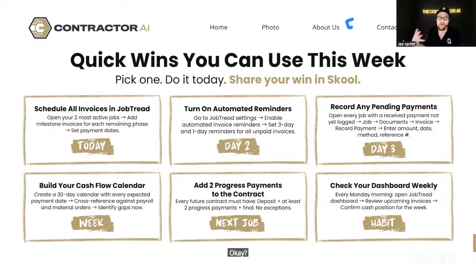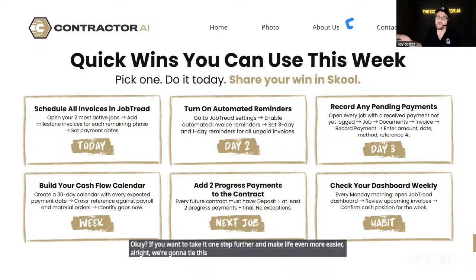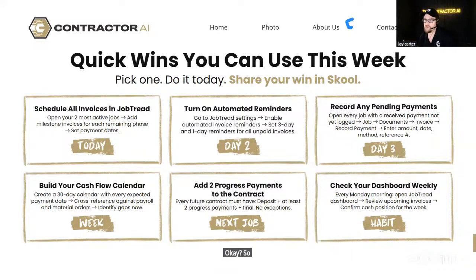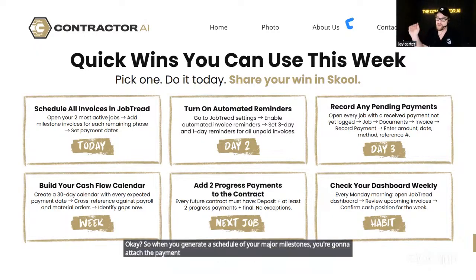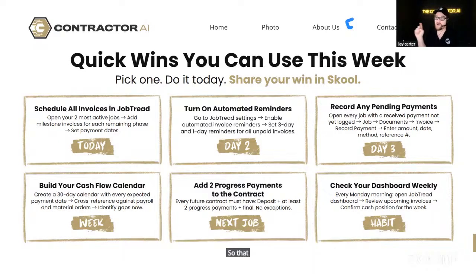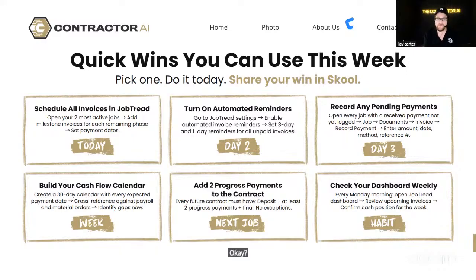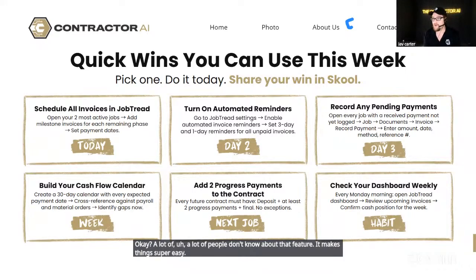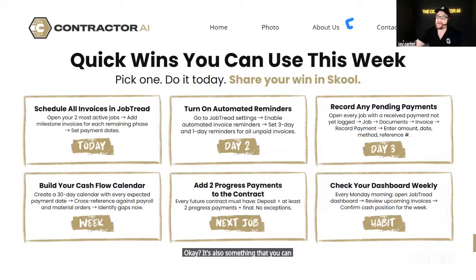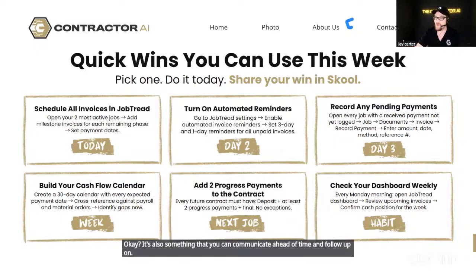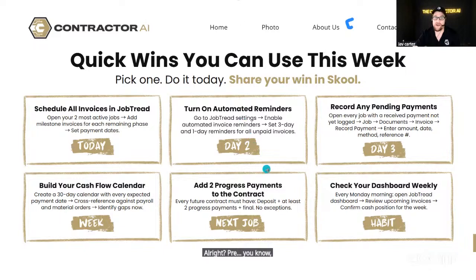If you want to take it one step further and make life even easier, we're going to tie this to a schedule. When you generate a schedule of your major milestones, you're going to attach the payment schedule to that milestone so that the second you click that milestone on the schedule as being complete, it's going to automatically send your invoice. A lot of people don't know about that feature. It makes things super easy. It's also something that you can communicate ahead of time and follow up on, pre-adding the reminders to it.